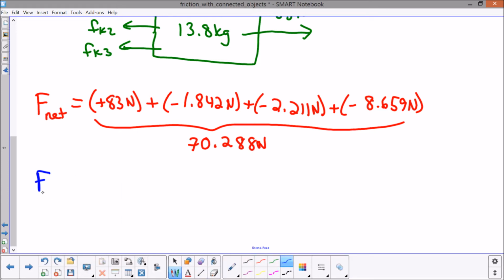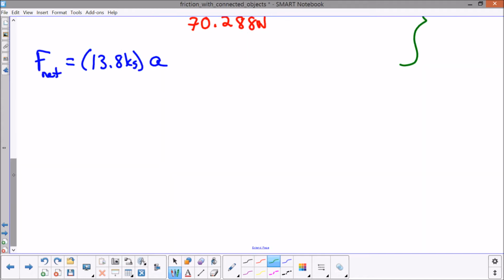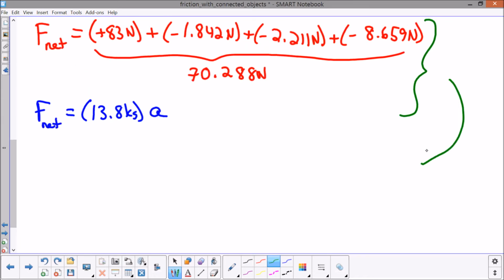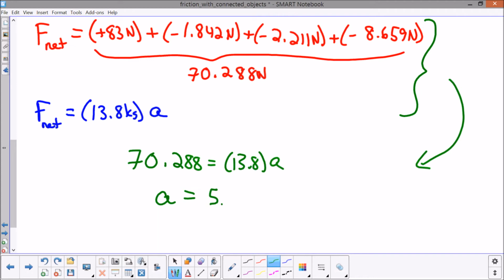And then the net force acting on the system is also the total mass of the system, 13.8 kilograms, times the unknown acceleration of the system. And if I combine these 2 things together, I get 70.288 equals 13.8 times A. Or I get that the acceleration of each one of the boxes is 5.0933 meters per second squared.